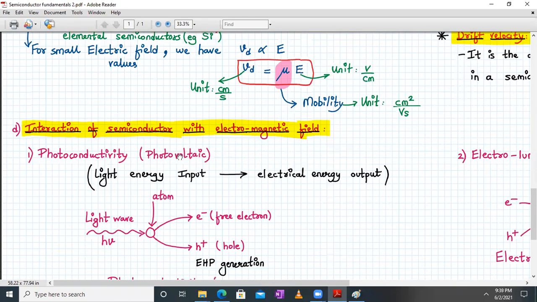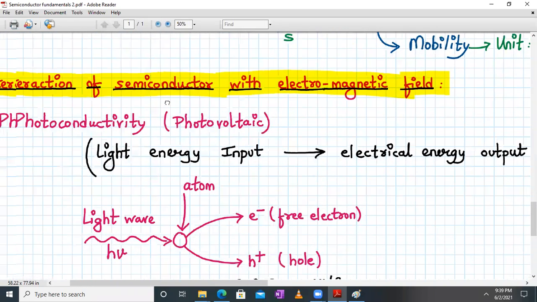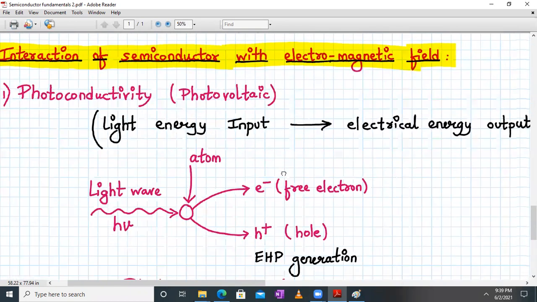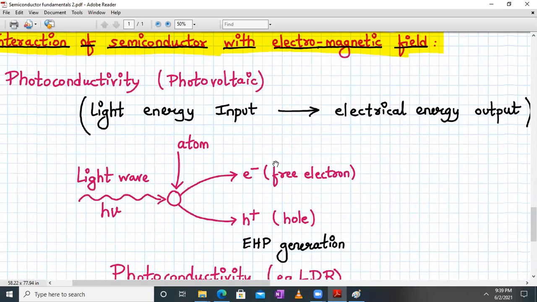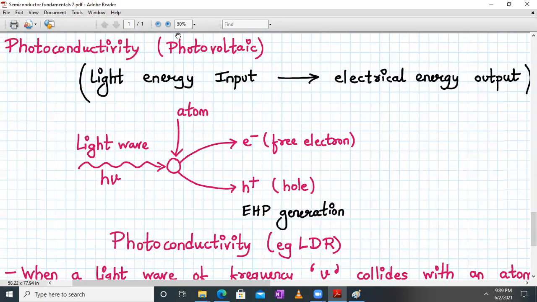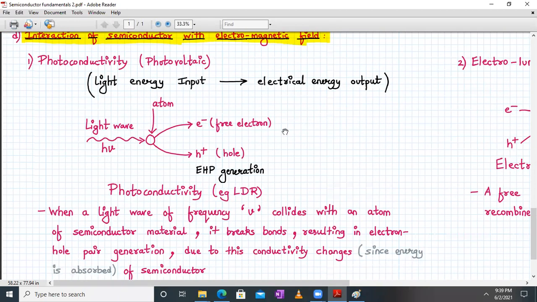Now let us come to the last point of discussion, that is the interaction of semiconductors with the electromagnetic field, the EM wave. We have two concepts here: photoconductivity or photovoltaic, and electroluminescence. Let us start with photoconductivity. Here we have light energy as the input and electrical energy as the output. I'm presenting a very basic picture here; in reality it's quite complex.